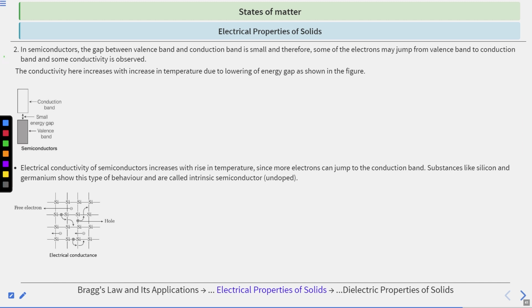In semiconductors, you can see here the gap between the valence band and the conduction band is small. Therefore, some electrons may jump from the valence band to the conduction band and some conductivity is observed. Electrical conductivity of a semiconductor increases with the rise in temperature since more electrons can jump to the conduction band. Substances like silicon and germanium show this type of behavior and are called intrinsic semiconductors, undoped. You can see the silicon structure here.